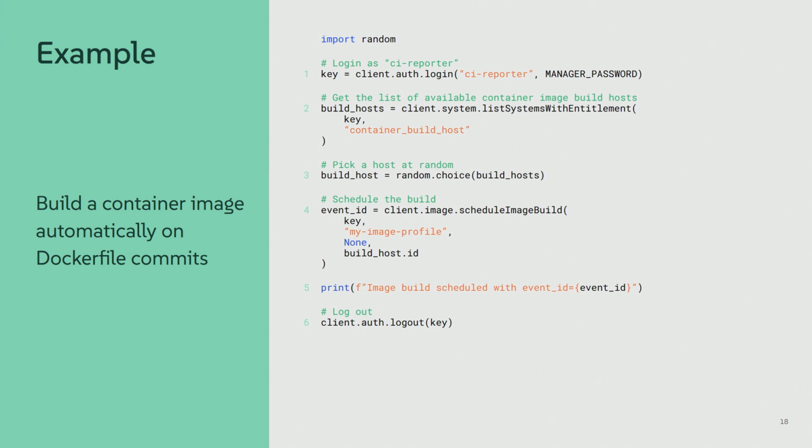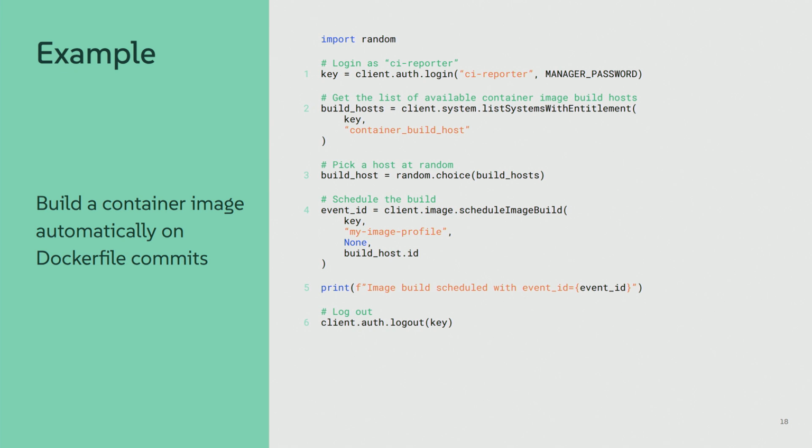So I provide that profile label, and the next argument is the tag of the image, which is none here, that will translate to latest. And finally, the ID of the build host I've chosen. And with that, it returns me an event ID that I can use to go to the web UI and check the result of the event or the status of the event. And then I print the information with the event ID, and then I log out as usual. So that's one of the first things I wanted to show you as an idea how to utilize the API.